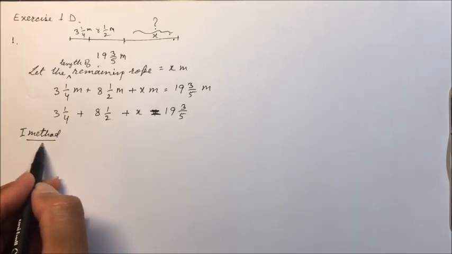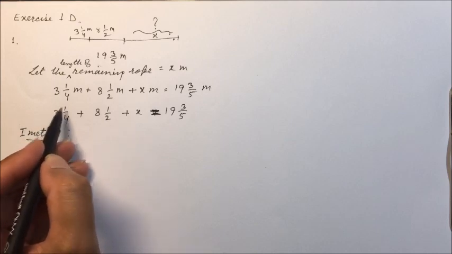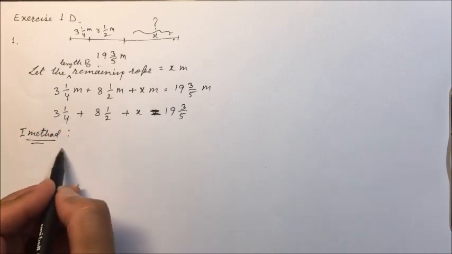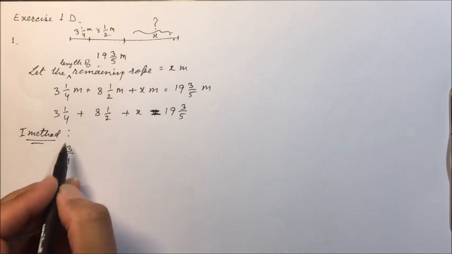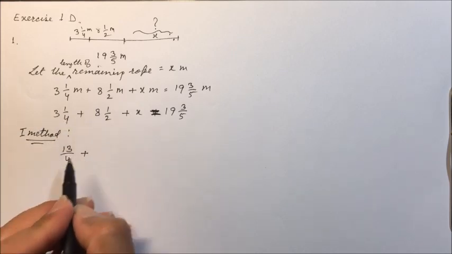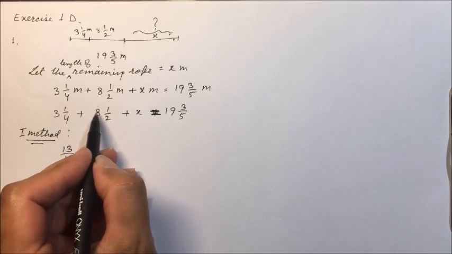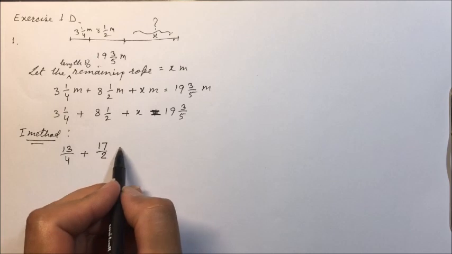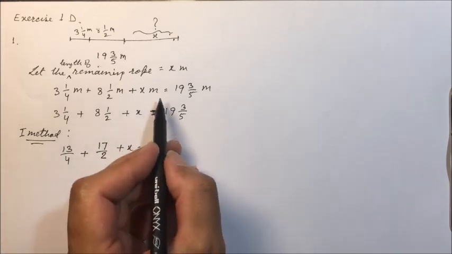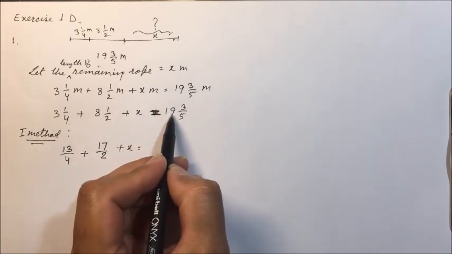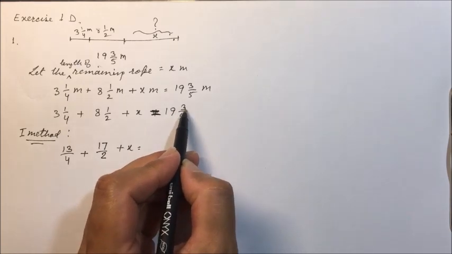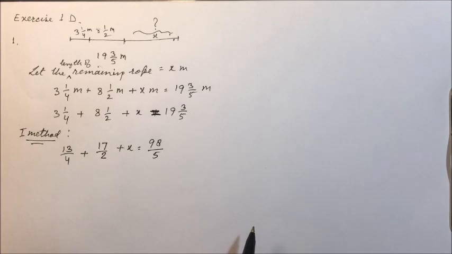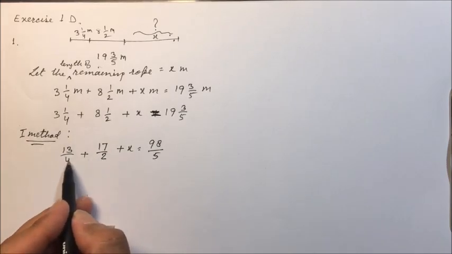So first method, convert it into improper fraction. 3 4s are 12 plus 1, 13/4. Next one, 2 8s are 16, 16 plus 1, 17/2, plus x equal to 19 5s are 95 plus 3, 98/5. Now add these two.